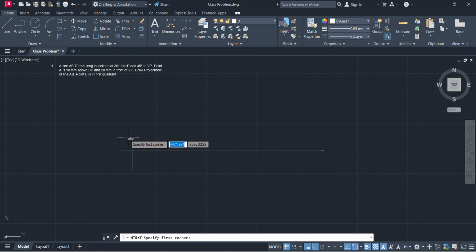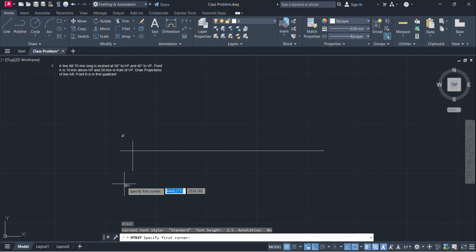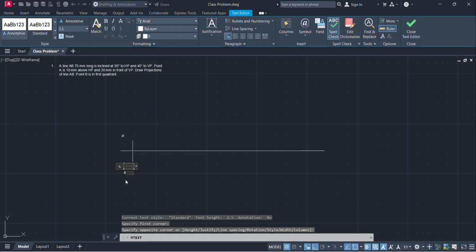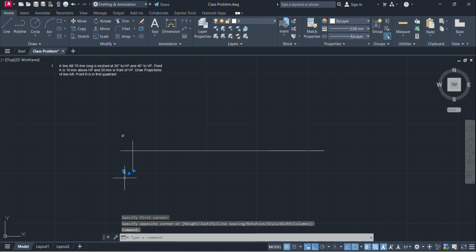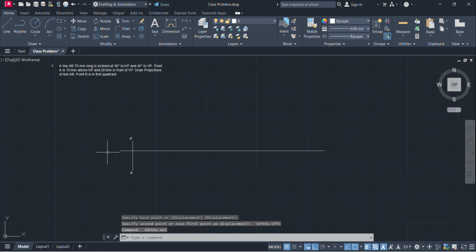I will just name these lines, name these points. So this point is A dash, the front view of point A, and the second point here is point A, which is the top view of point A. Just adjusting them near the point itself so that it will be easier to understand. Now once we are done with that, we can move ahead.